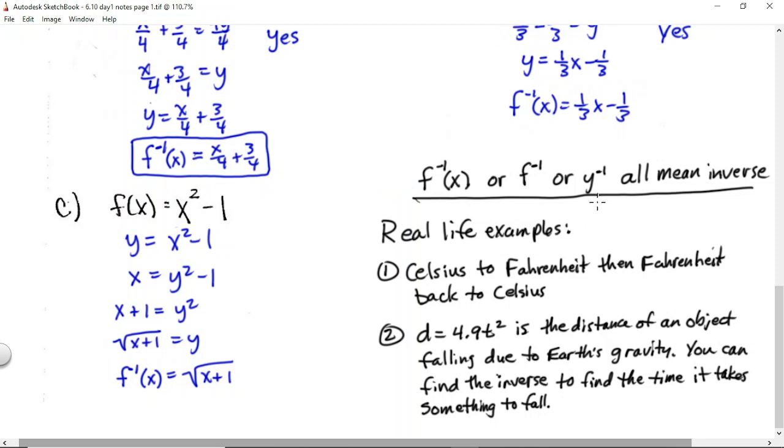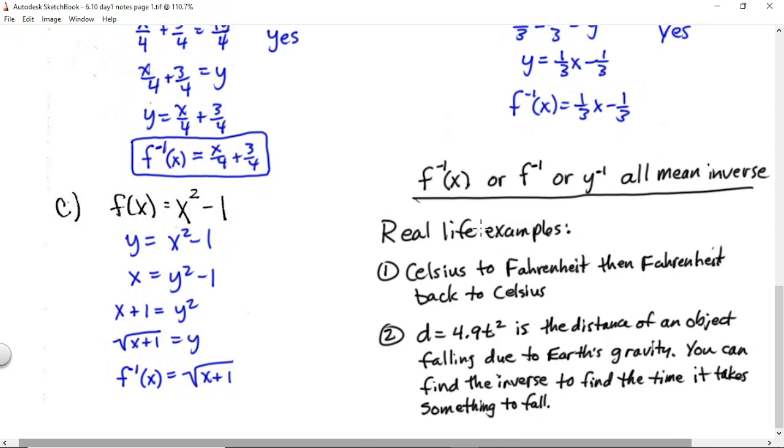And a couple real life examples here. Number 1, Celsius to Fahrenheit, then Fahrenheit back to Celsius. So there's a formula, right? You've probably seen it for converting between these temperature scales. There's a formula for each. And the formula that converts from Celsius to Fahrenheit is the inverse of the formula that converts from Fahrenheit to Celsius.